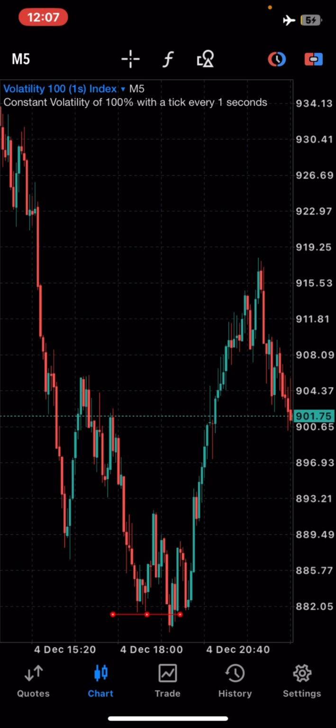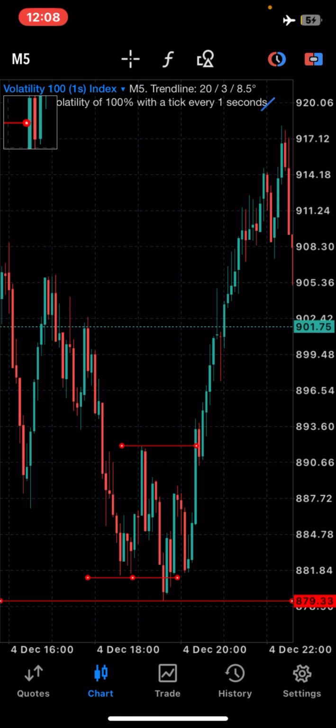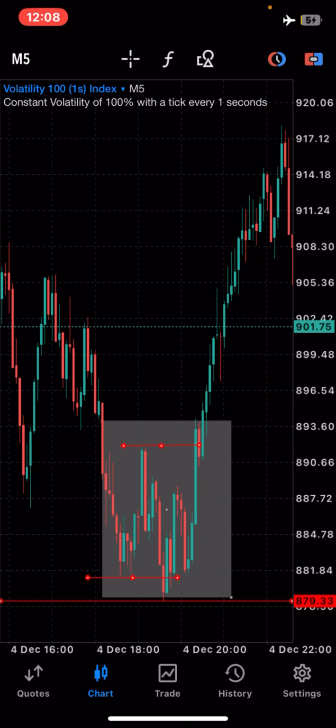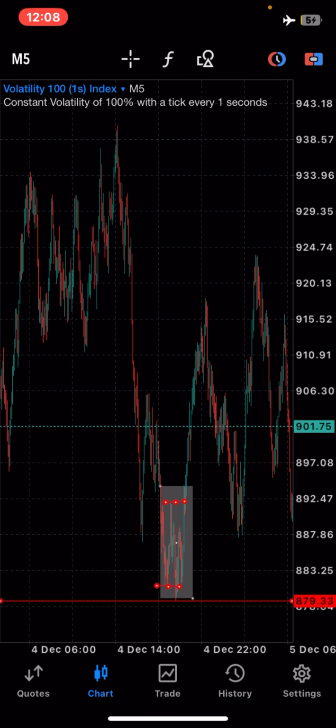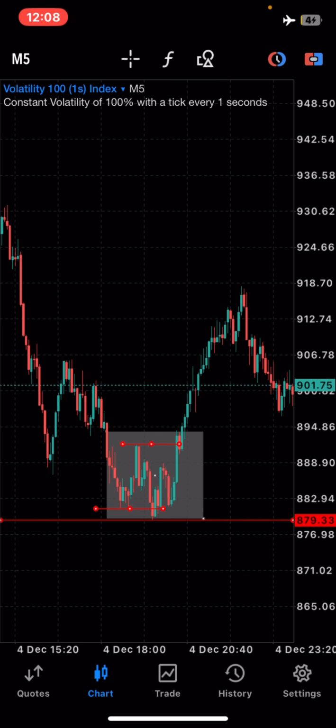Same thing. Right? Liquidity sweep. Right? Protected low. Break of structure. You get this, you're in for some money. You're in to make a couple of buckaroos. I'm gonna tell you that. You're gonna make some money here. I promise you.